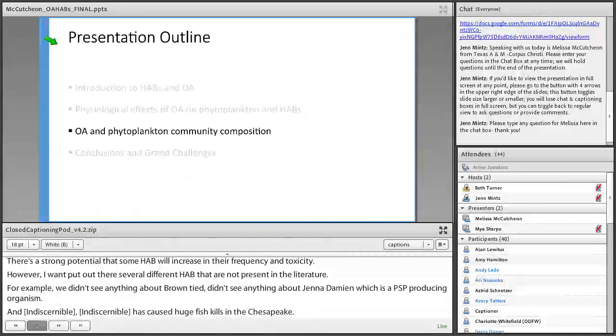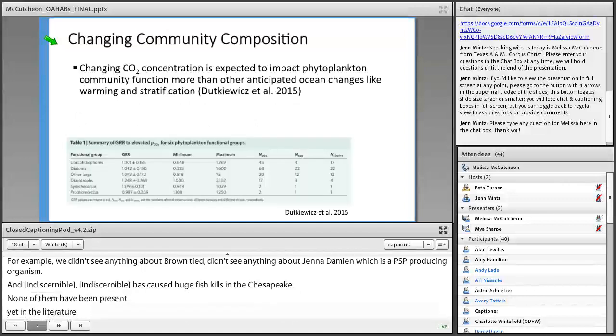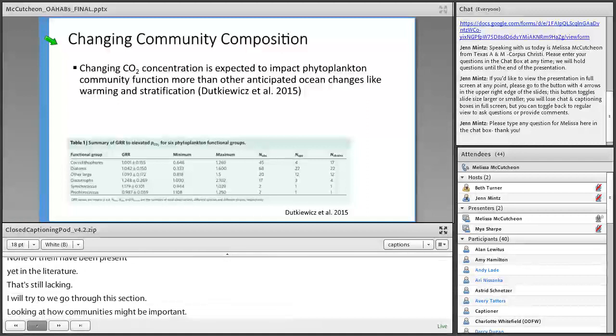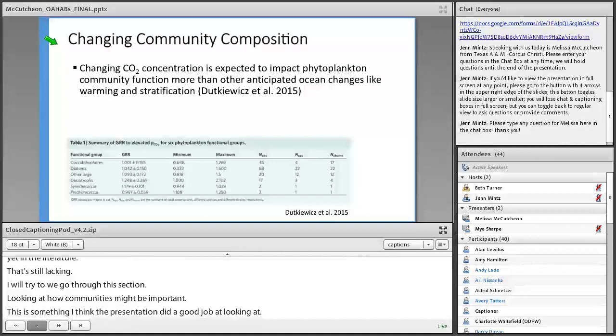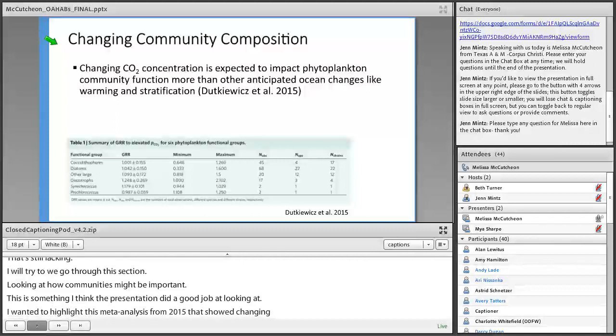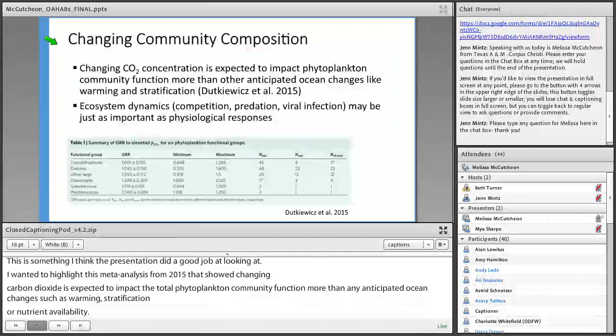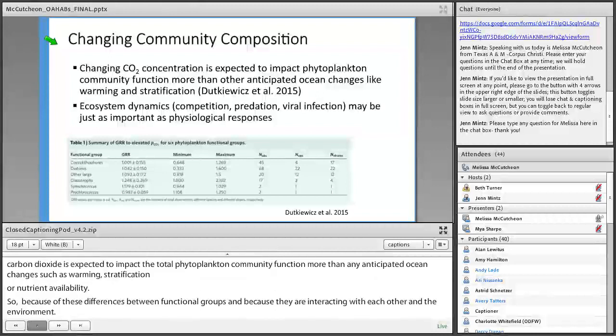Okay, and I'll try to really quickly go through this section, looking at how communities might be important. This is something that I think Beth Stauffer's presentation did a really good job of looking at, but I kind of wanted to highlight this meta-analysis from 2015 that showed that changing carbon dioxide concentration is expected to impact the total phytoplankton community function more than any other anticipated ocean changes, such as warming, stratification, or nutrient availability. And because of these differences between different functional groups, and because they're going to be interacting with each other in the environment, ecosystem dynamics, including competition, predation, and viral infection, may be just as important as the other physiological responses.